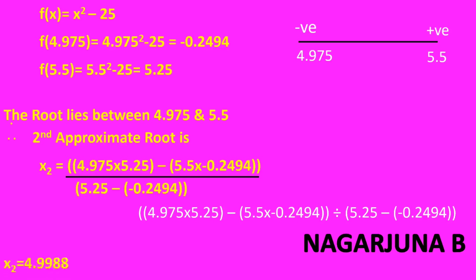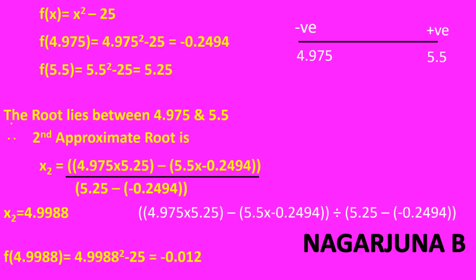So this will give the answer, and that answer is x2 is equal to 4.9988, which is after rounding off to 4 significant digits after the decimal point. Now find f of 4.9988, and this is equal to 4.9988 square minus 25 is equal to minus 0.012. So you can observe it is coming nearer to 0. That means the value which we have found now is almost coming to 0.